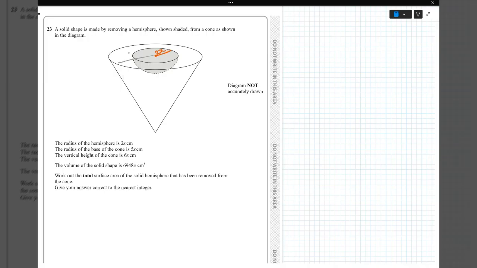There we are, 5x. The vertical height of the cone is 6x. The volume of the solid shape is 694π. So that's going to be the result of the volume of the cone take away the volume of the hemisphere. Work out the total surface area of the solid hemisphere. Okay. So the surface area is going to be like this bit here and that bit there.